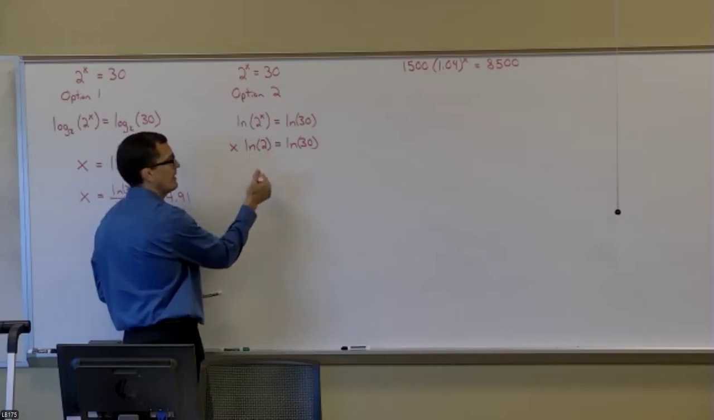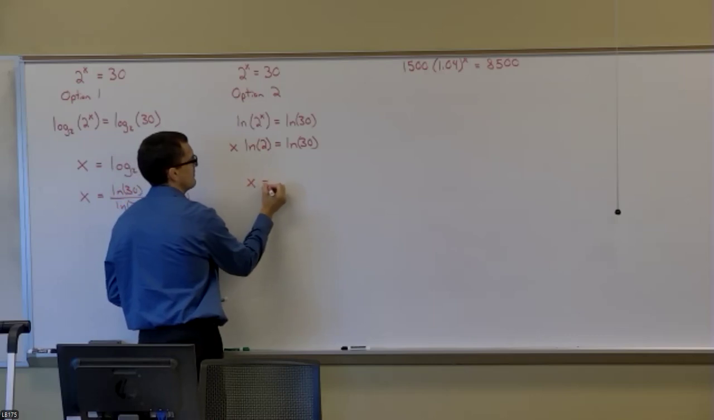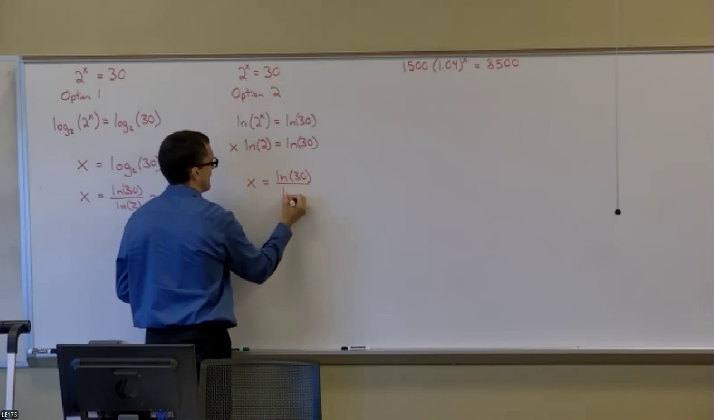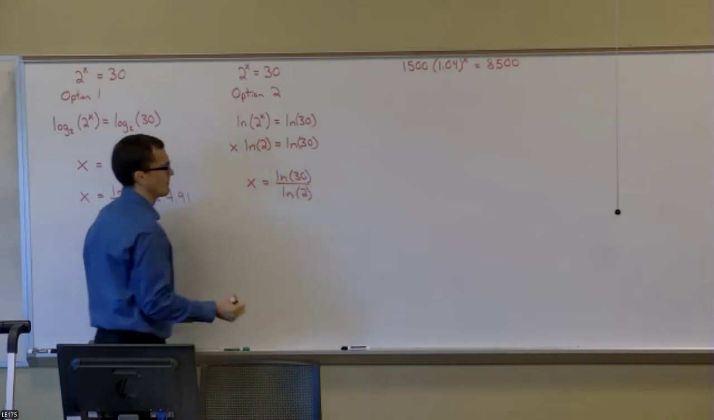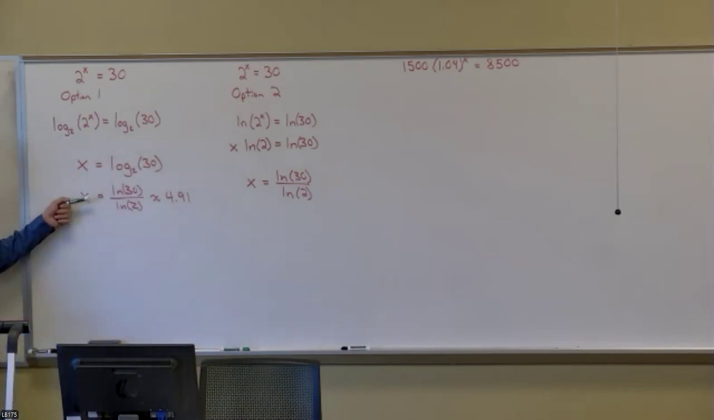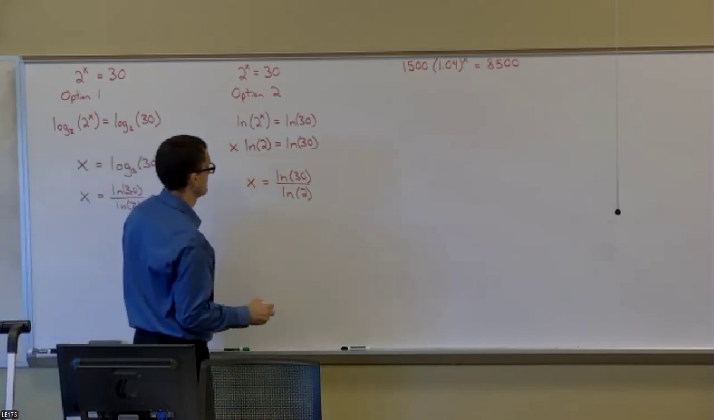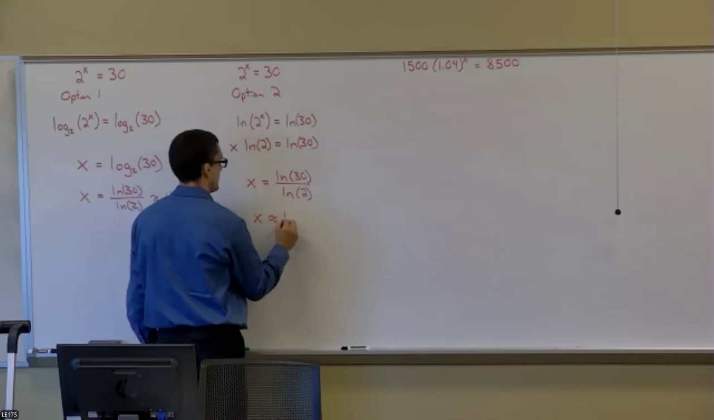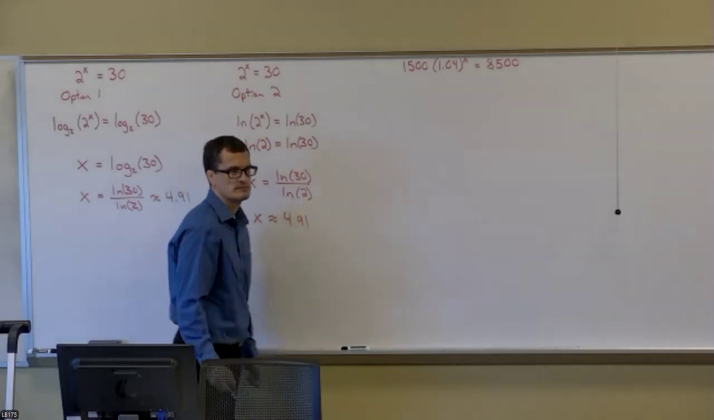This is just some number. So we would end up with x is equal to natural log of 30 divided by natural log of 2, which is the exact same thing I had over here with change of base. Now you can see why the change of base rule works. That makes sense. This is exactly why the change of base rule works. So in this case, you also get 4.91, roughly.